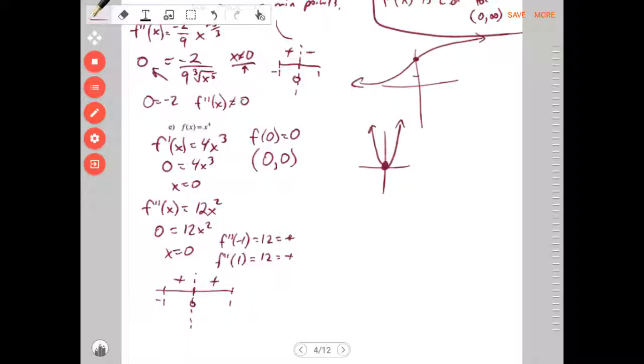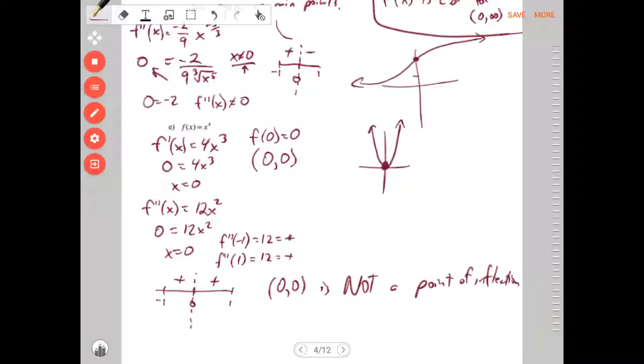The regions of concavity didn't change, which means that it is not a point of inflection, even though f double prime was 0. It's very interesting how that worked out, but this (0, 0) is not a point of inflection. Not for this particular graph anyways, because they're both concave up. Wow. Awesome.